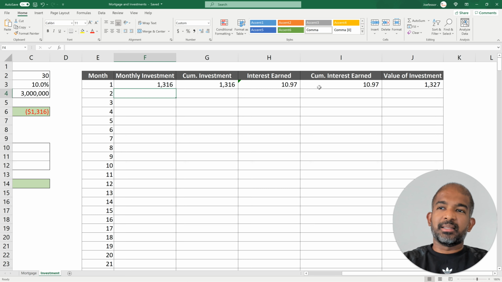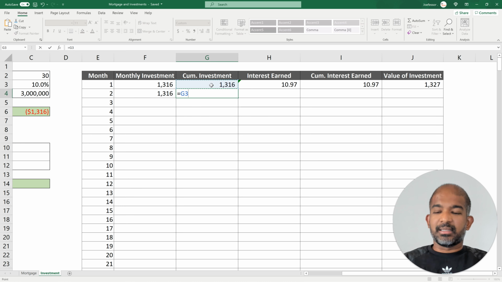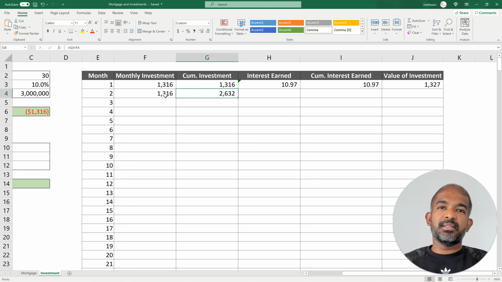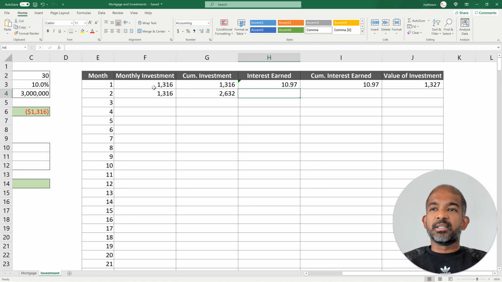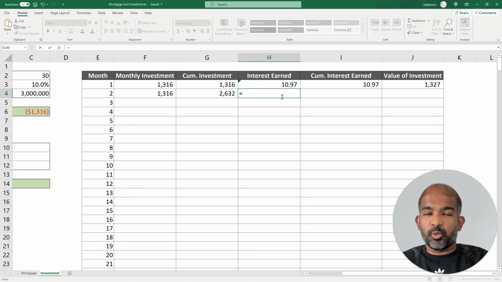Okay, so again, in the second month, we make an investment of $1,316. Now the cumulative investment is the sum of what you invested until the previous month plus the new investment. So far, you've invested $2,632 over the 2-month period. Plus, you also have the interest earned from the first month. So you would earn interest on your investments plus the interest from the previous month. So how do we do that? So what's the total amount of our investment so far?